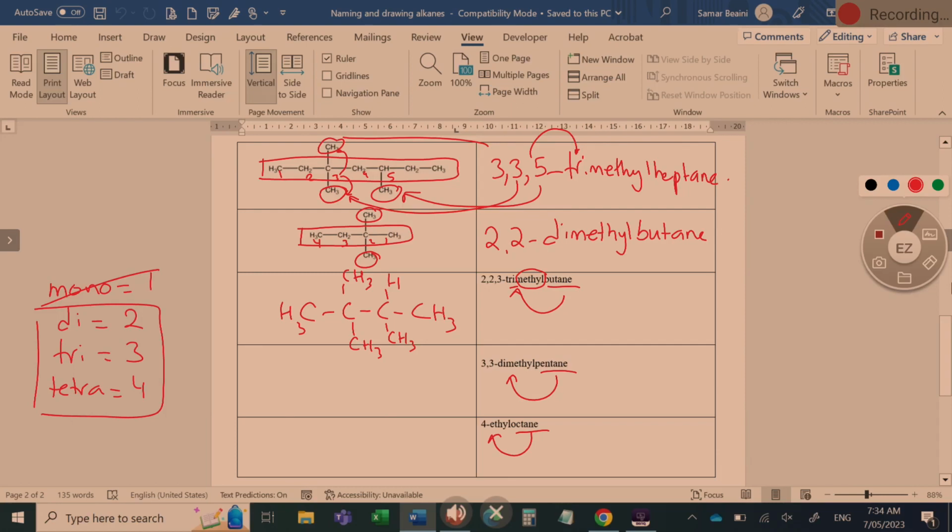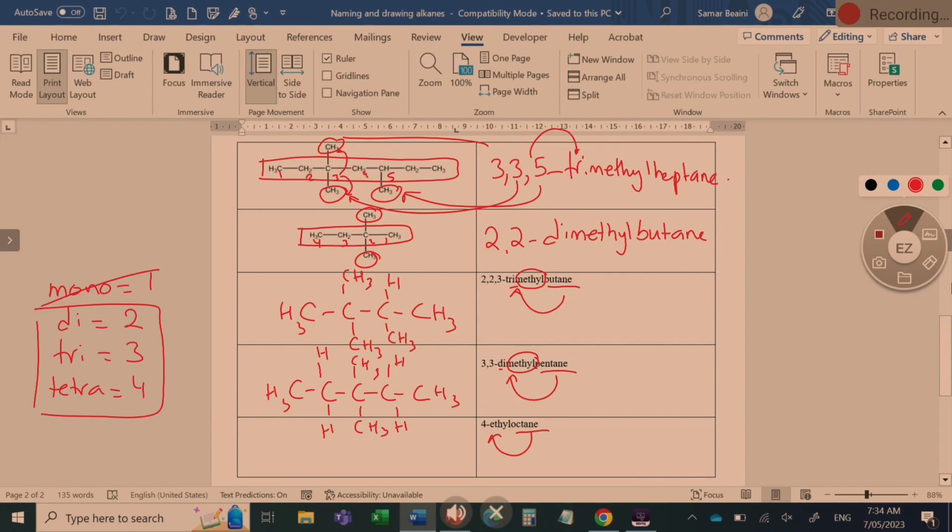What do I do? Pentane means how many carbons? 5. So I draw the 5. 1, 2, 3, 4, 5. What are my branches? I have dimethyl. That means I have 2 of them. At which position? 3. So 1, 2. They're at position 3. And then the rest of it is what? That's what you do. So this is CH3, this is CH3, and this is a hydrogen, and this is a hydrogen, and this is a hydrogen, and this is a hydrogen.